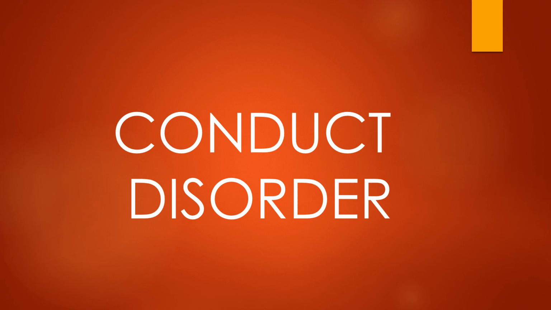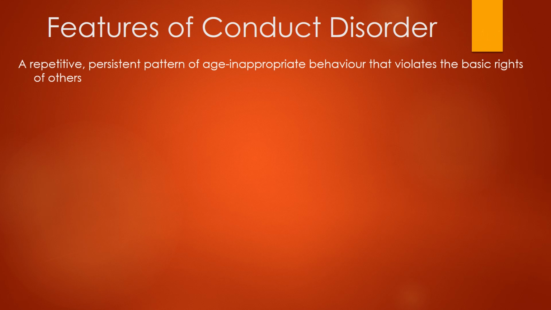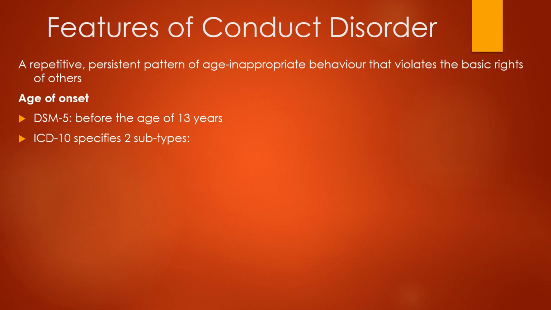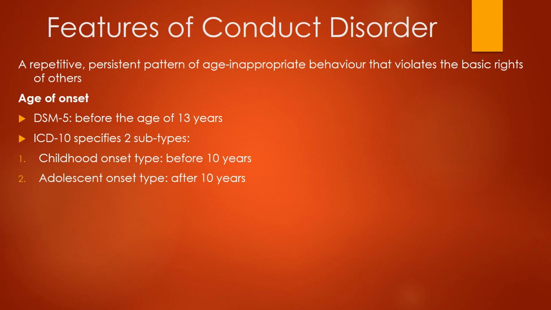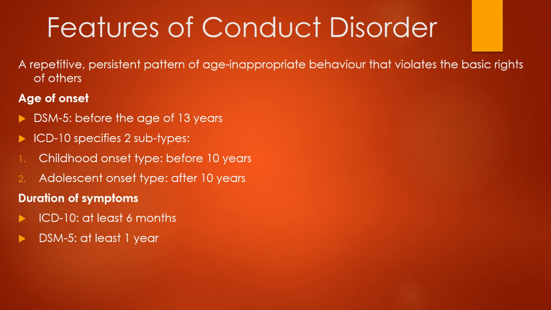We will now move on to conduct disorder. In conduct disorder, there is a repetitive, persistent pattern of age-inappropriate behavior that violates the basic rights of others. According to DSM-5, the onset has to be before the age of 13 years. ICD-10 specifies two subtypes: a childhood onset type before 10 years and an adolescent onset type after 10 years. ICD-10 specifies a duration of at least 6 months, while DSM-5 specifies a period of at least 1 year.